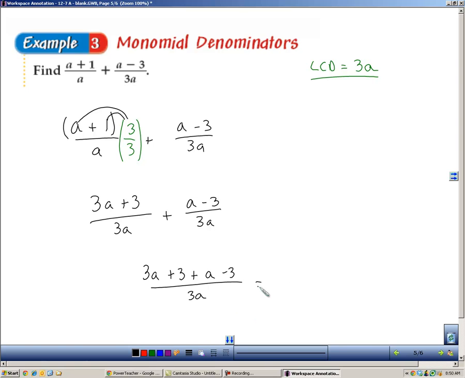And now we'll collect like terms. 3a and a is 4a. 3 minus 3 is nothing. Over 3a, the a's can cancel, simplifying to leave me 4/3.